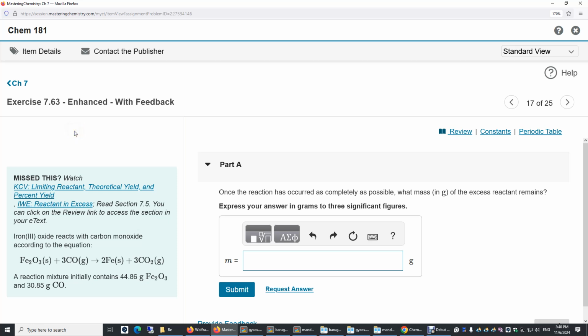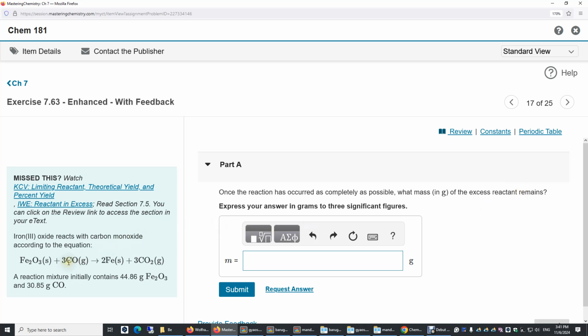Chapter 7, Exercise 7.63. Iron oxide reacts with carbon monoxide according to this reaction. A reaction mixture initially contains 44.86 grams of iron(III) oxide and 30.85 grams of carbon monoxide. Once the reaction has occurred as completely as possible, what mass of the excess reactant remains?